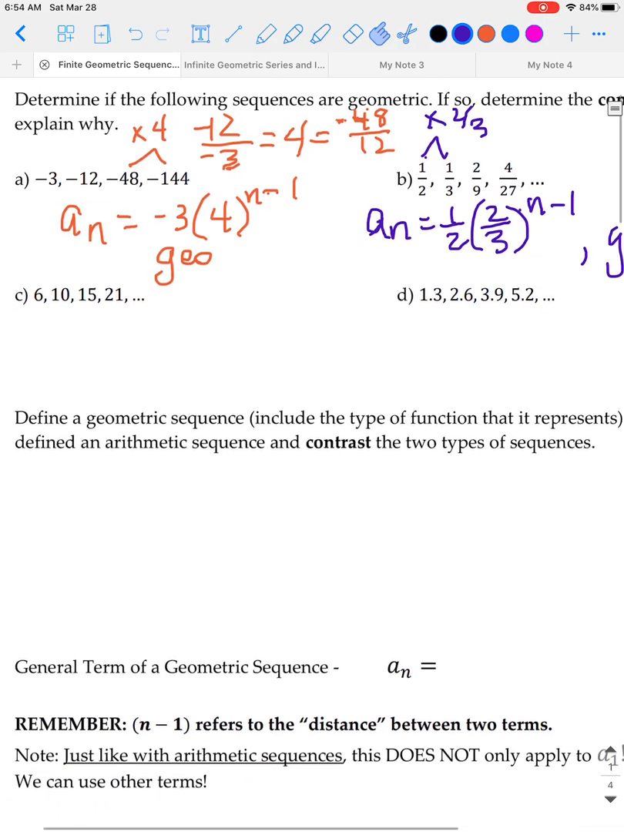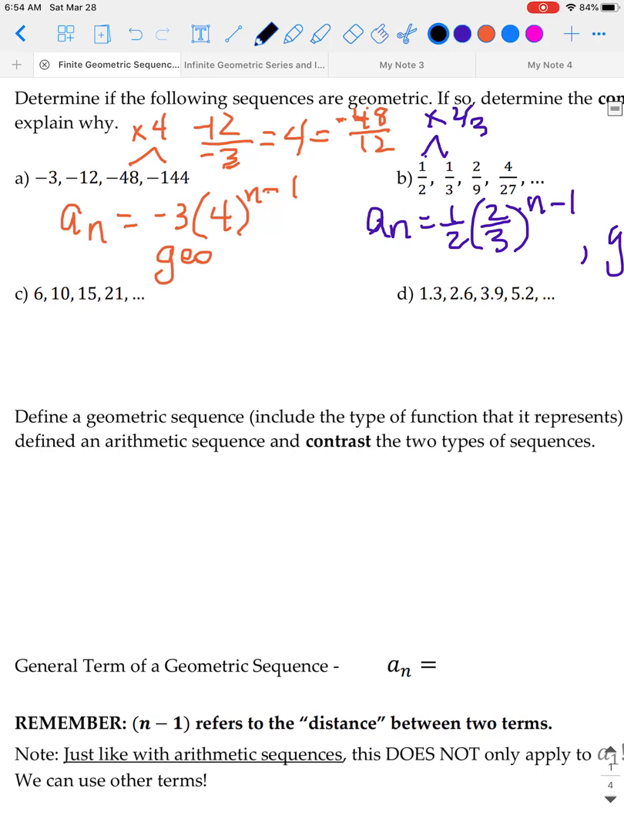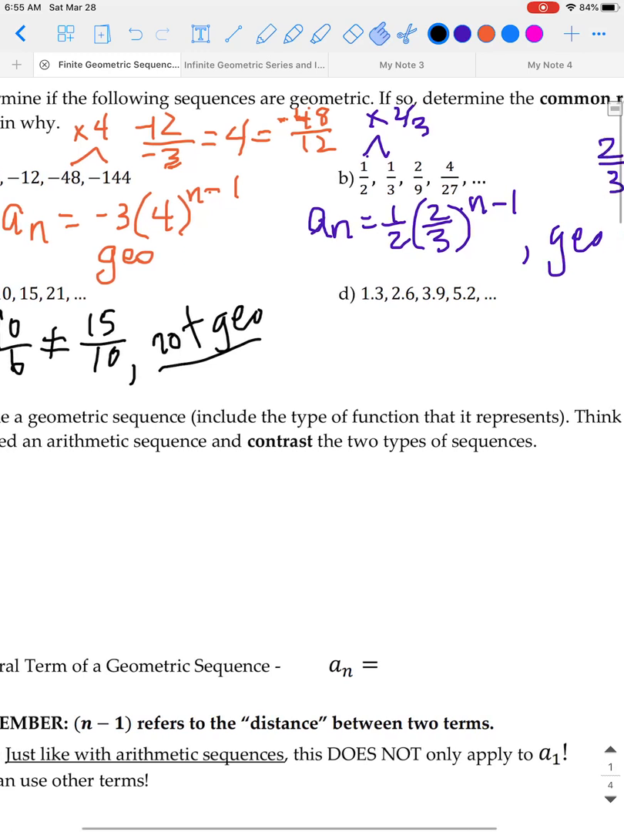Okay, so what about C? So if I look at C, I can see that 10 over 6 is not equal to 15 over 10. Because 10 over 6 would be 5 over 3, and 15 over 10 would be 3 over 2. So it's definitely not geometric. Now, which type of sequence would it be, though? Would it be arithmetic? Would it be quadratic? Would it be something else? I'll let you ponder that.